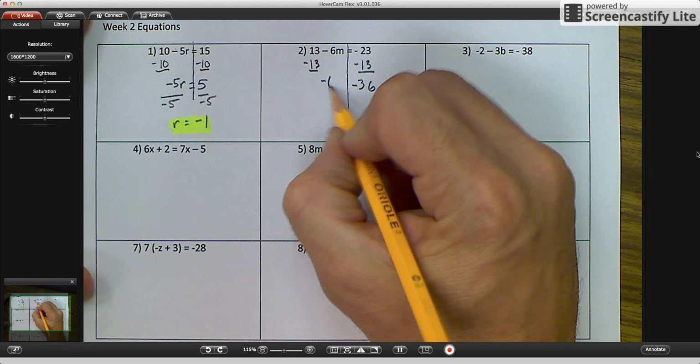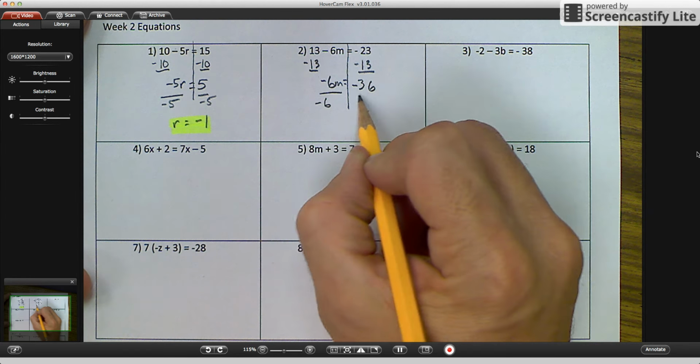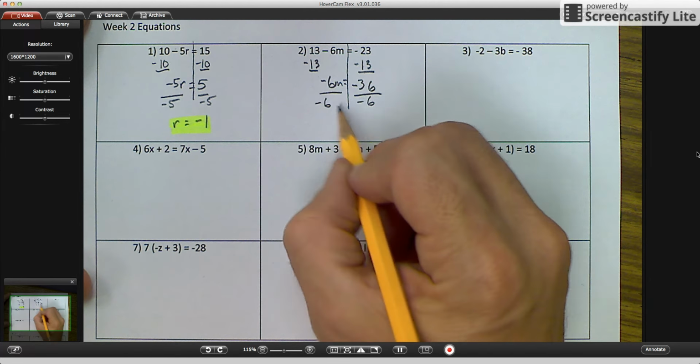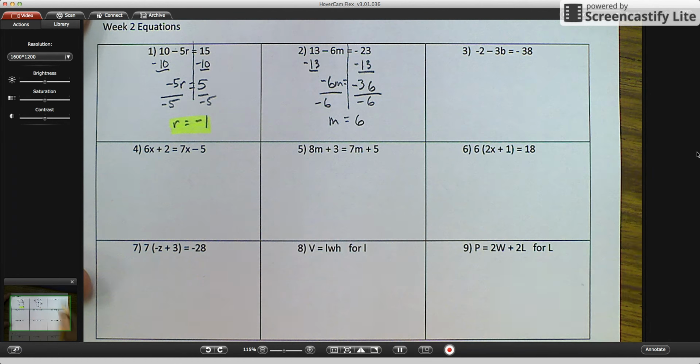So I get a negative 6m is equal to negative 36. Divide by negative 6, divide by negative 6. And you get m is equal to a positive 6.